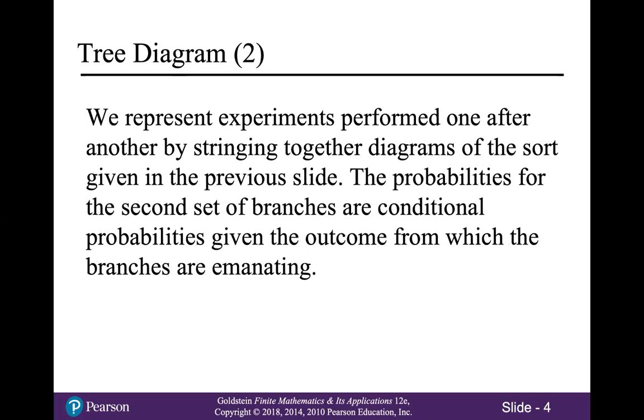We represent experiments performed one after another by stringing together diagrams of the sort given in the previous slide. The probabilities for the second set of branches are conditional probabilities given the outcome from which the branches are emanating. And like with a lot of other things, this will make a lot more sense when we do an example.